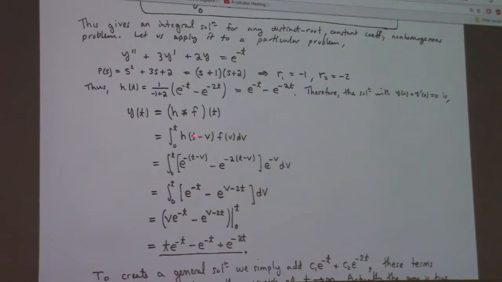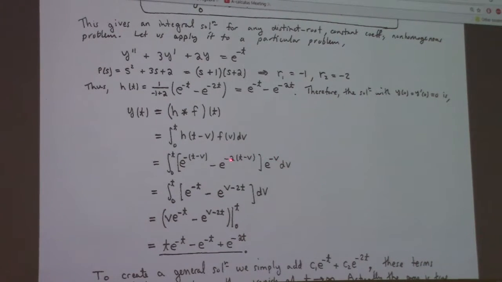So if I evaluate this at t minus v, it's e to the minus t minus v and e to the minus 2 times t minus v. And then I multiply that by e to the minus v because that's my f of v. And some things cancel out, right? Like e to the minus v cancels with the e to the plus v from that. And this gives me plus 2v, but minus 1 gives me just plus v. And I still got e to the minus 2t. We're integrating with respect to dv, which is nice. So that means that this just is a constant with respect to v, so that's why I get v here.